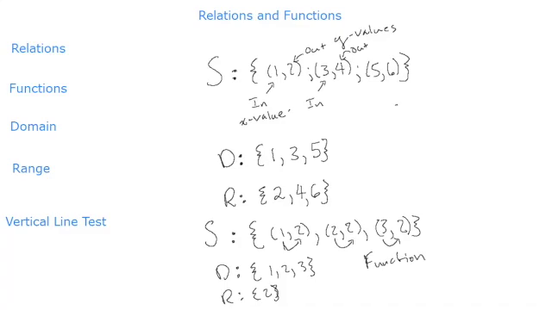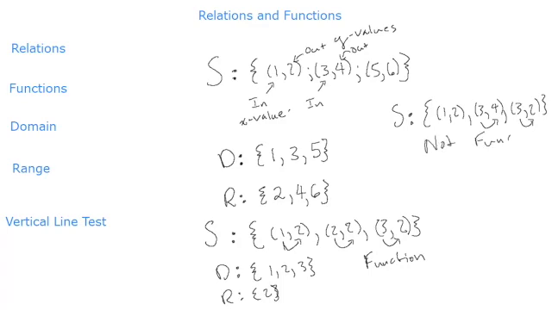So what if my set was like this? 1, 2, 3, 4, 3, 2. Would this be a function? Why not? Yes. Since you got 3 and you get out 4 sometimes, and then you put 3 in again, you might get 2 out. This is not a function.